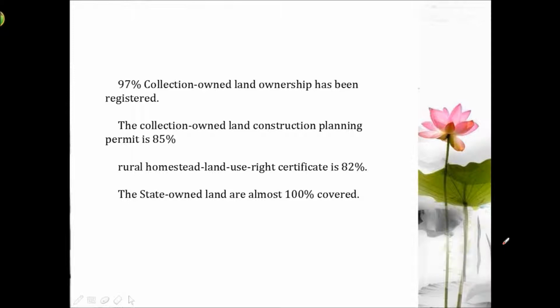Until now, 97% of collection-owned land ownership has been registered, and the collection-owned land construction planning permit is 18.5. The rural homestead land use right certification is 18.2, and for the state-owned land, the registration rate is 100.